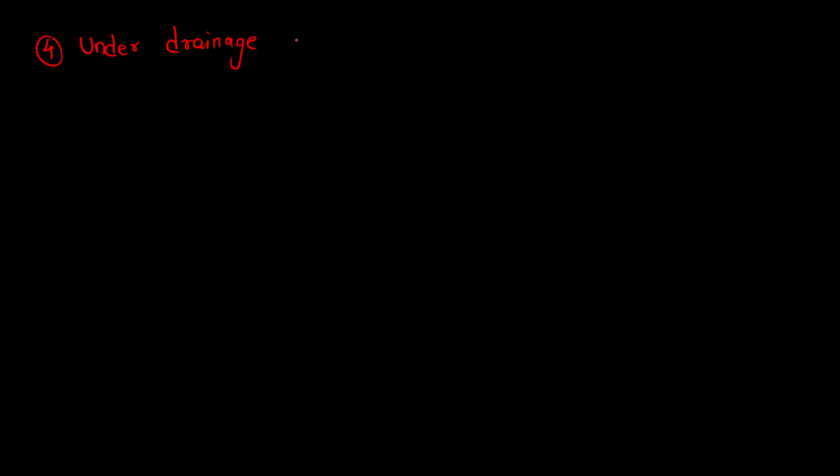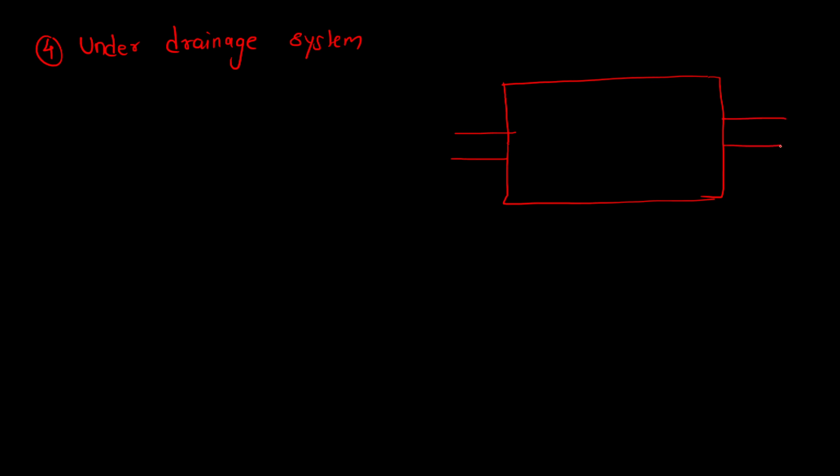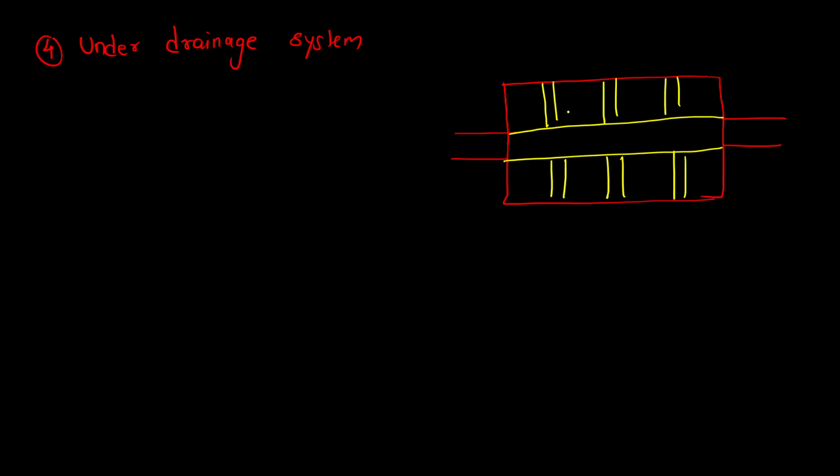Under drainage system. Same thing as we have seen in case of slow sand filter. So there is a system for the collection of water. It consists of a central drain. Then the central drain is connected to the lateral drains. And this lateral drain is having certain openings, circular openings. This is called as perforations.